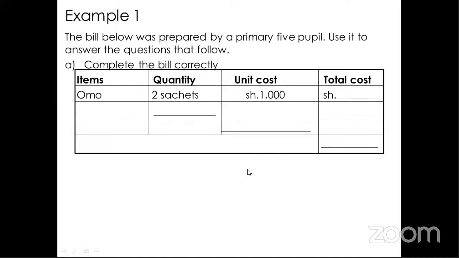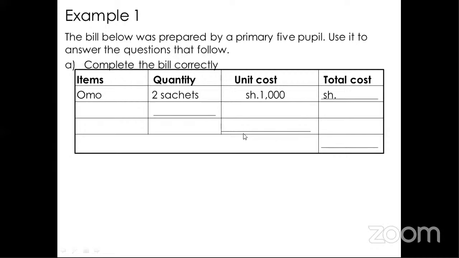We are going to divide. We said when the total cost is the one missing, the unit cost here means the cost of one sachet. If one sachet is 1,000, to get the cost of 2 sachets, are we supposed to divide? Princess, what are we supposed to do to get the total cost for the Omo? We get the unit cost times quantity. Very good, Princess. So for us to fill in this gap, we are going to multiply the unit cost times quantity.